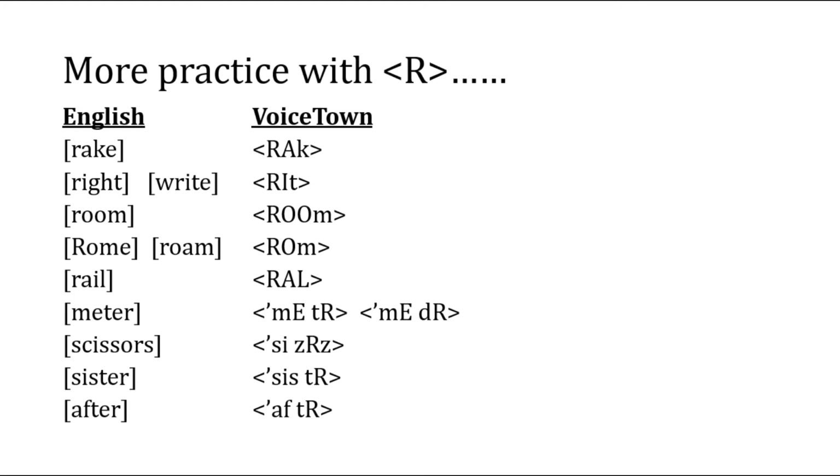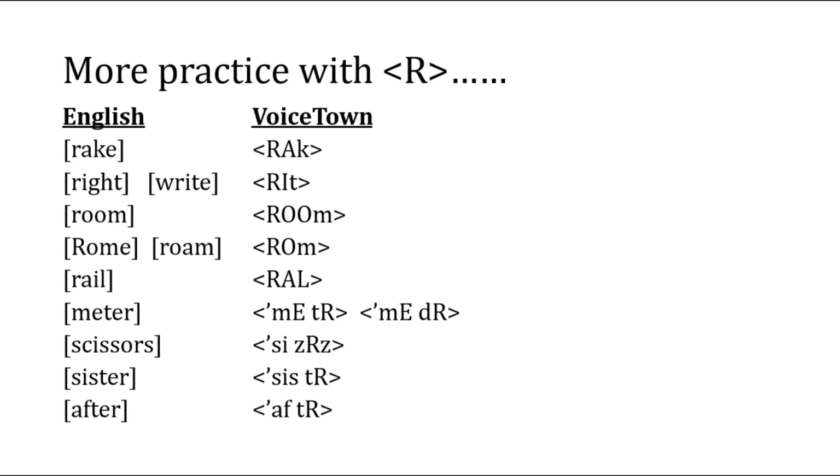Here are some words to practice the sound. Rake, right. You'll notice there are two different spellings in English, and the words have different meanings, but they both sound the same, as they are written right in Voicetown. Room, roam. Again, two different spellings, two different words and meanings, but they both sound the same.